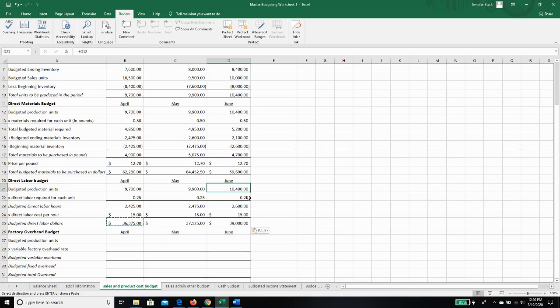In June, I'm going to produce 10,400 units. I'm going to need a quarter of an hour of direct labor for each unit, which means I'm going to need 2,600 hours of direct labor. At 15 bucks an hour, my direct labor bill is going to be $39,000. All right, let's look at overhead, and then we're going to take a break.